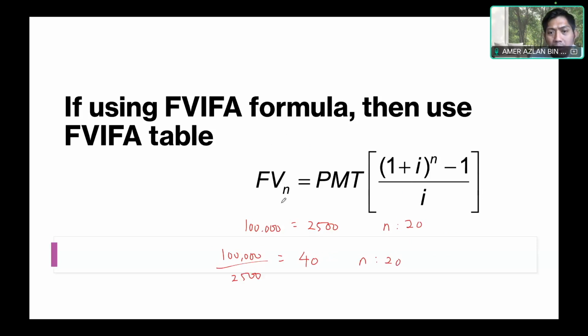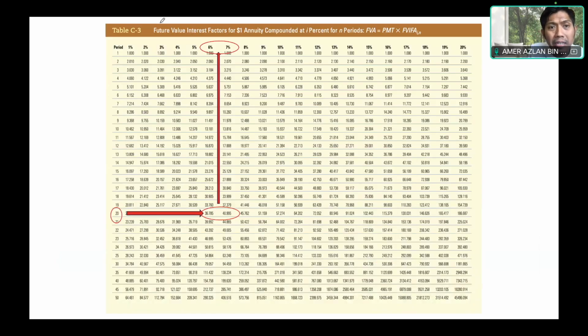So if we use the future value ordinary annuity formula, then we have to use the future value ordinary annuity table, or we call it FVIFA, future value interest factor annuity. I repeat, if you use the future value ordinary annuity formula, you have to refer to the future value of ordinary annuity table, which is this one. It's written here: future value interest factor of annuity compounded. See the term annuity there. So refer to this table.